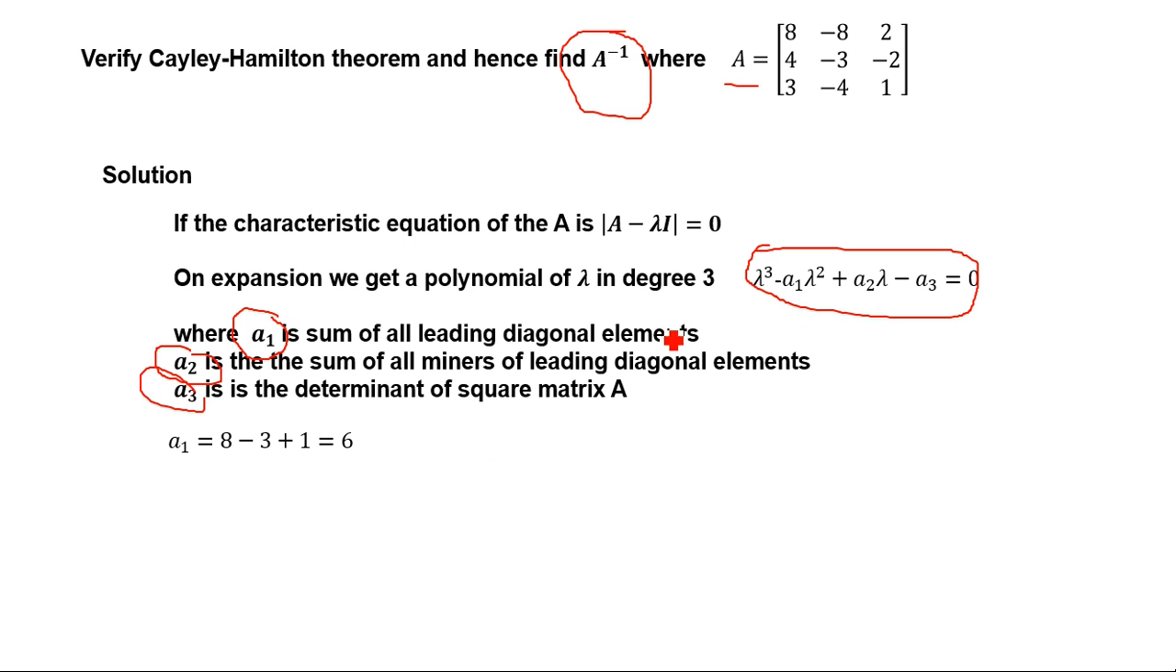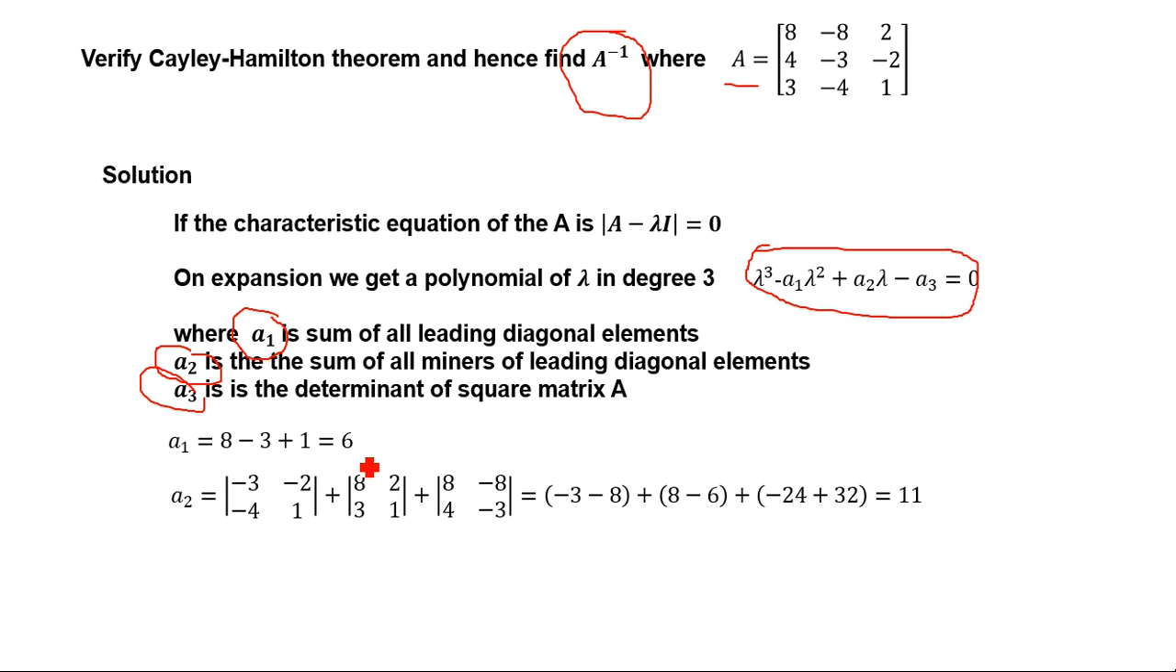See, what is a1? A1 is sum of all diagonal elements. So what are the diagonal elements here? 8, minus 3, 1. So 8 minus 3 plus 1 equals 6. Second one is a2. A2 is what? Sum of the minors of leading diagonal elements.